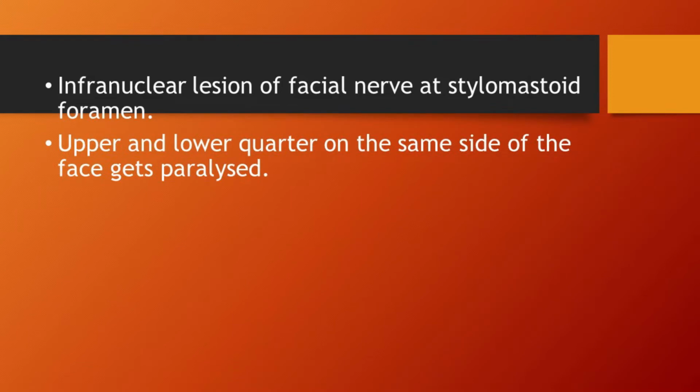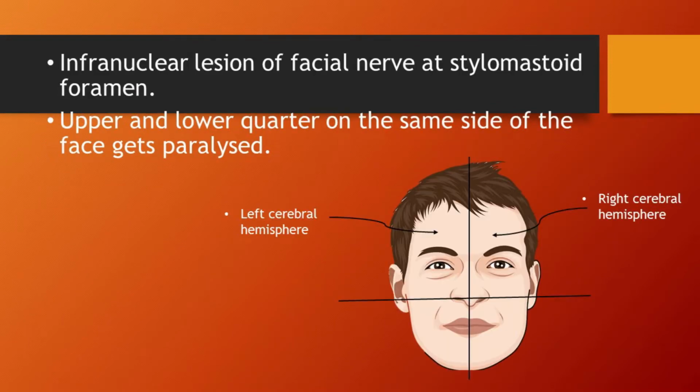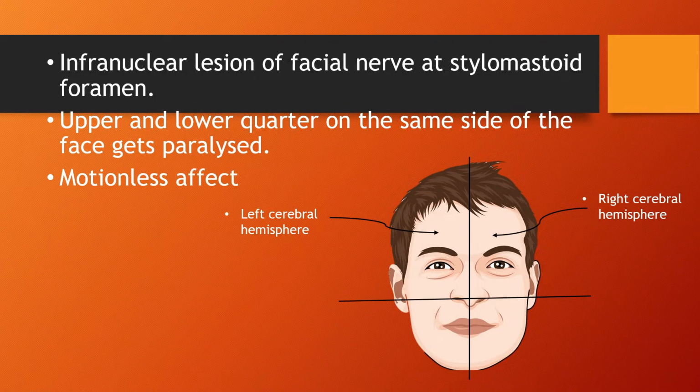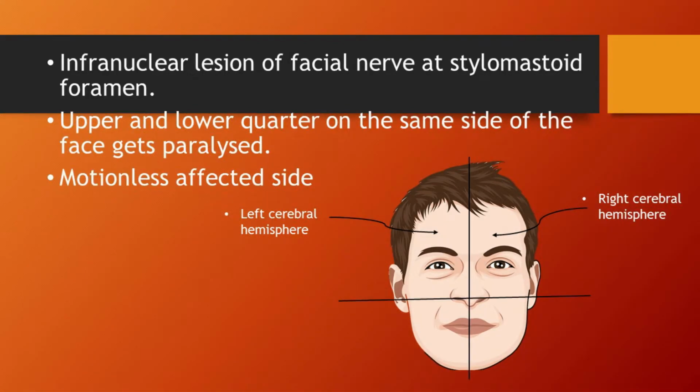So, talking about this, if we take this face to be the face of the affected person, we are dividing it into 4 quarters. One with the horizontal line dividing it into upper and lower quarter, and one with the vertical line dividing it into right and left. So, the left cerebral hemisphere governs the right side of the face, whereas the right cerebral hemisphere governs the left. Now, let us get into the third point. That is, because of the paralysis of the motor supply of the facial nerve, the affected side gets paralyzed.